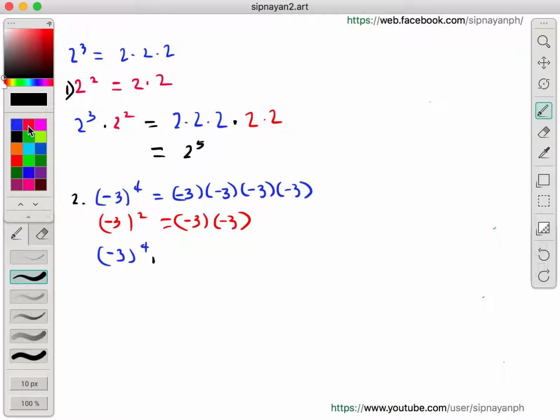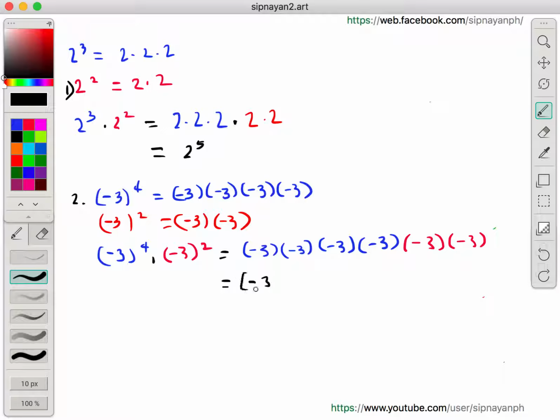So, pag minultiply natin yung negative 3 to the 4th times negative 3 squared, then the product is equal to, yung 4 dito, negative 3 times negative 3 times negative 3 times negative 3. Tapos meron tayong dalawa, kasi negative 3 squared, negative 3 times negative 3. And again, using the exponential notation, kita natin ilang factors meron tayo, ilang negative 3. We have 6, di ba? So, this is equal to negative 3 to the 6th.